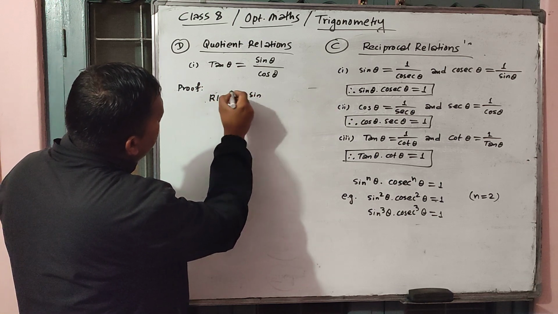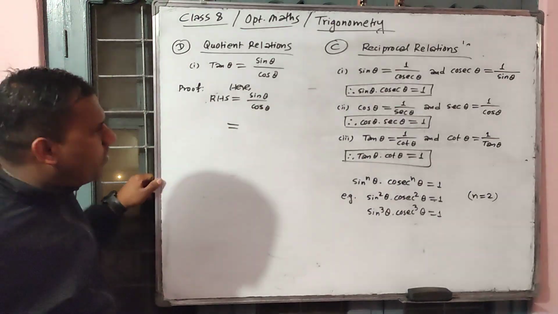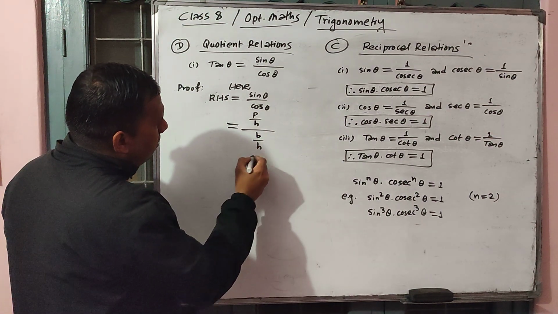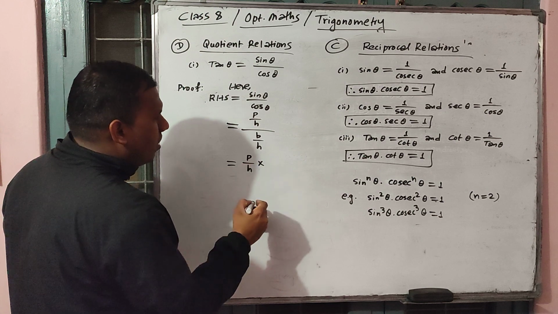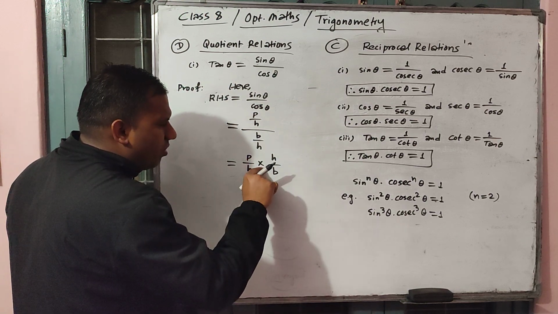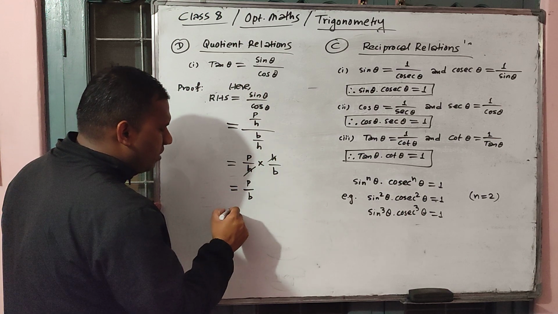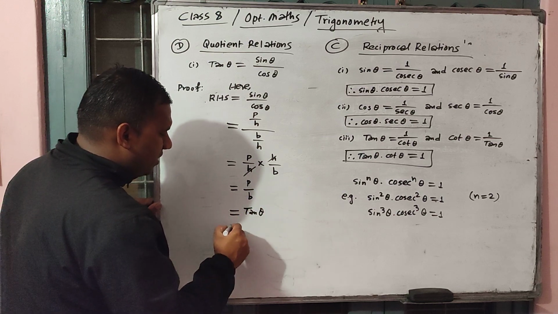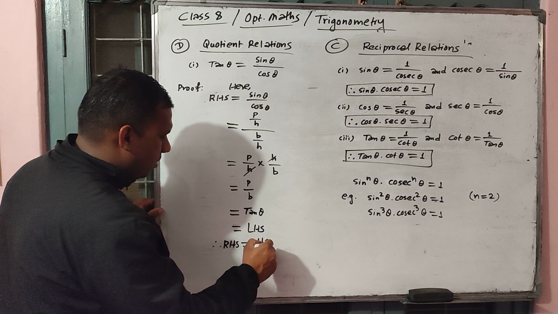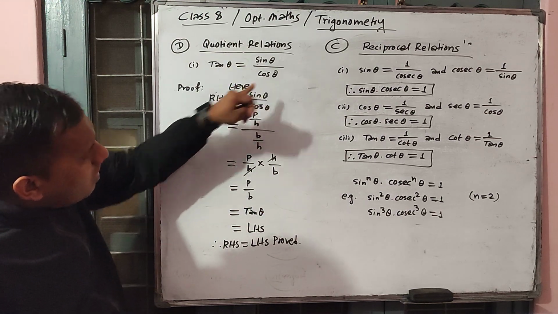RHS equal to sin theta upon cos theta. As we know, the trigonometric ratio of sin theta is p by s. Similarly, trigonometric ratio of cos theta is b by s. This equal to p by s multiply with s by b. The b by s divides, so from division to multiplication we reverse it, s by b. So s cancels, remaining part is p by b, which is trigonometric ratio of tan theta, that is our LHS. Therefore, RHS equal to LHS. So we have to remember the cosine relation of tan theta is sin theta upon cos theta.